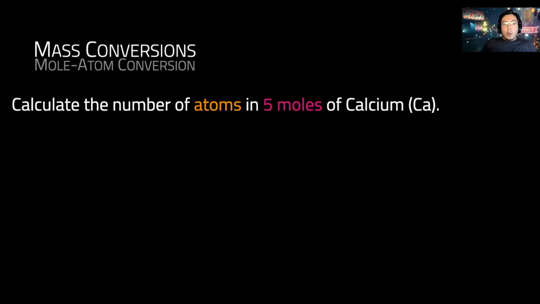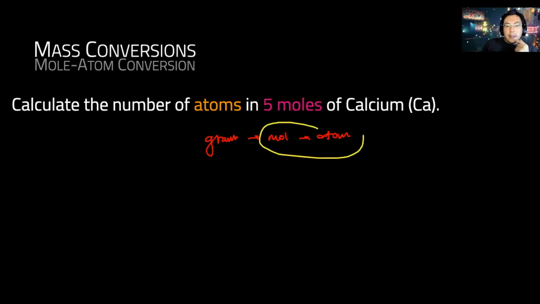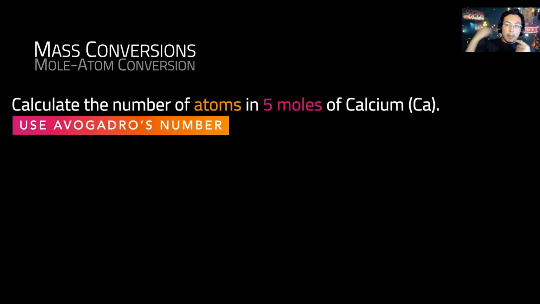What about in this case? We're being asked for the atoms in 5 moles of calcium. So let's think about this for a second. Our map said it was gram, then mole, then atom. So if we're using only this side of the map, then we really couldn't care less about the molar mass. We're actually more worried about what's the conversion factor between these two. So which one is it? The Avogadro's number.